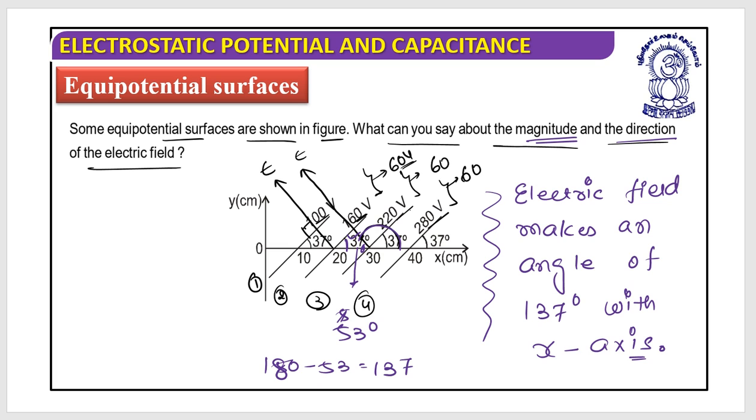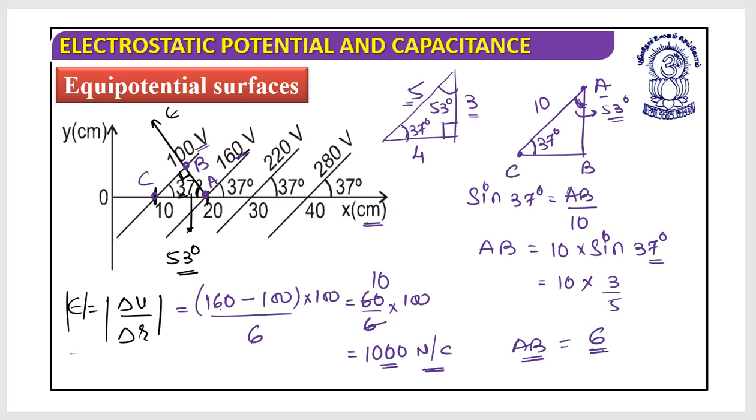So shall I repeat this? First, I need to find out the direction of electric field. The direction of electric field can be easily found by knowing that the electric field is directed towards the decreasing potential, and my decreasing potential is in this direction. Then I must know what E equals. I know that E equals delta V by delta R.